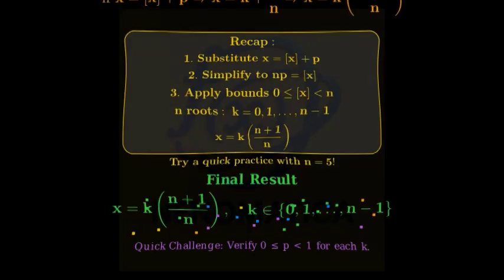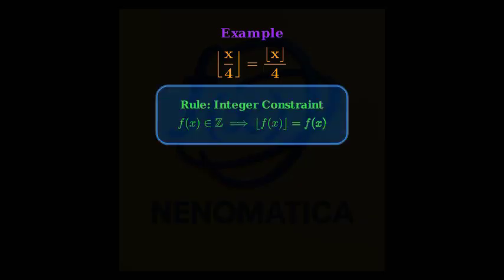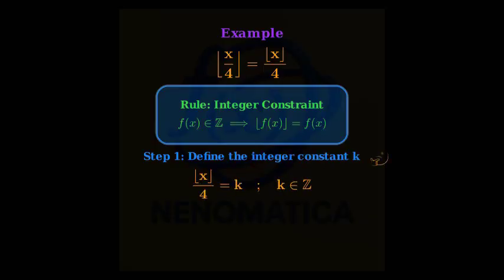We will solve the equation floor of x over 4 equals floor of x over 4, following the exact 4-step algorithm from the prompt. First, we present the example and the orange problem statement. Step 1. Because the left side, floor of x over 4, is always an integer, the right side must also be an integer. We define that common integer to be k, where k is an integer.